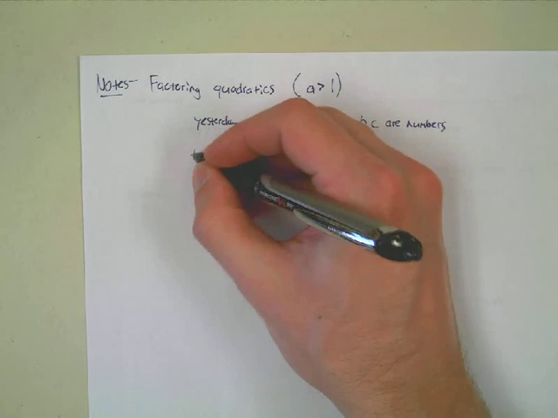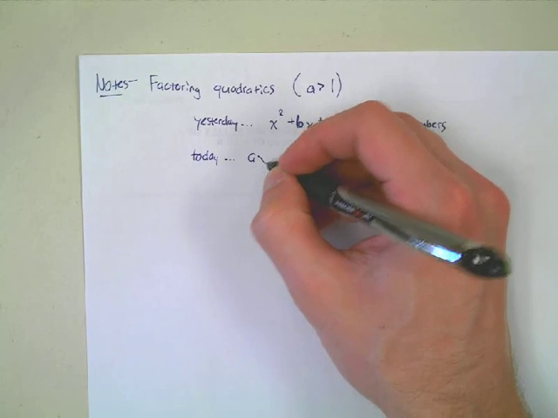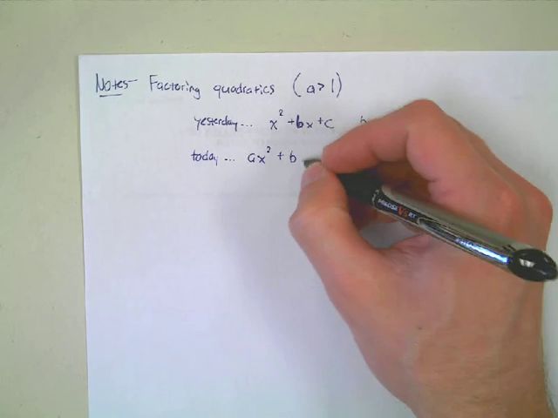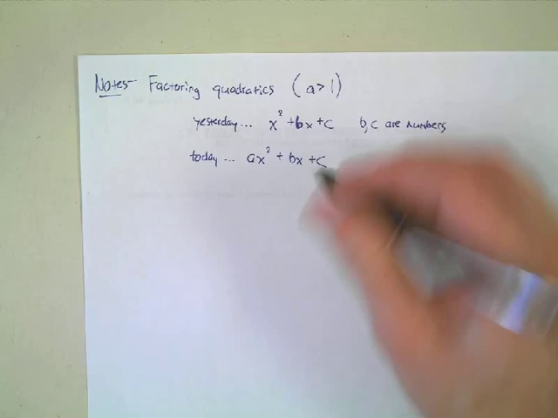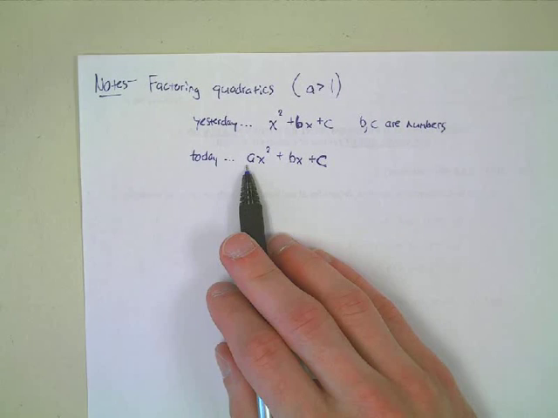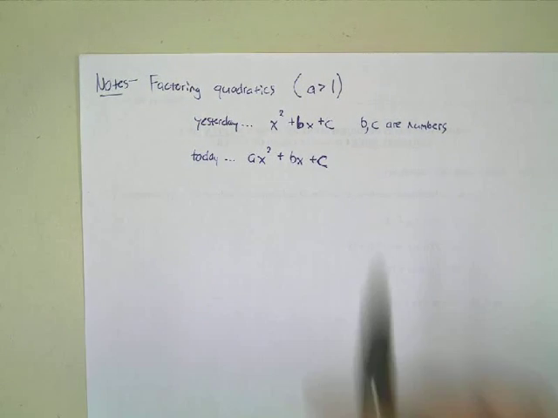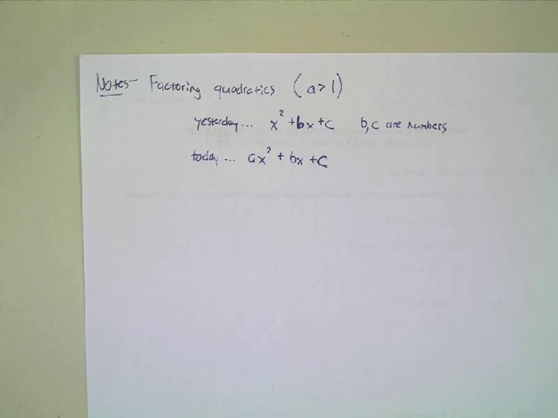Today we're now going to have ax squared plus bx plus c. So we're going to throw in another number in front of the x squared term besides 1. So that's why it's a greater than 1. So that's what we're looking at today.